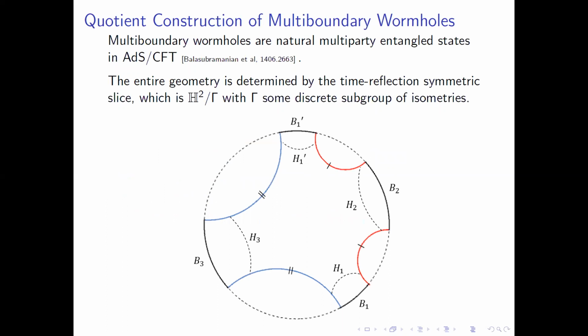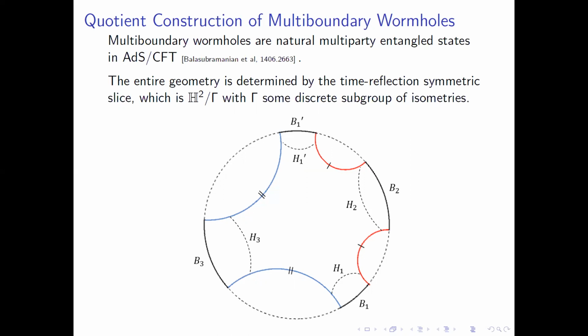Multi-boundary wormholes are some natural classes of entangled states in AdS/CFT, and they're particularly nice because the entire geometry is actually controlled by the time-reflection symmetric slice, which is just the hyperbolic disk H2 quotiented by Gamma, where Gamma is some discrete subgroup of the isometry group. So here you can see a picture of the hyperbolic disk. And what is the action of Gamma?